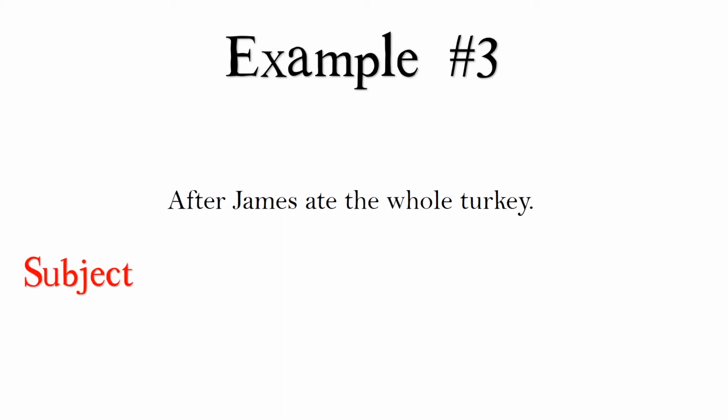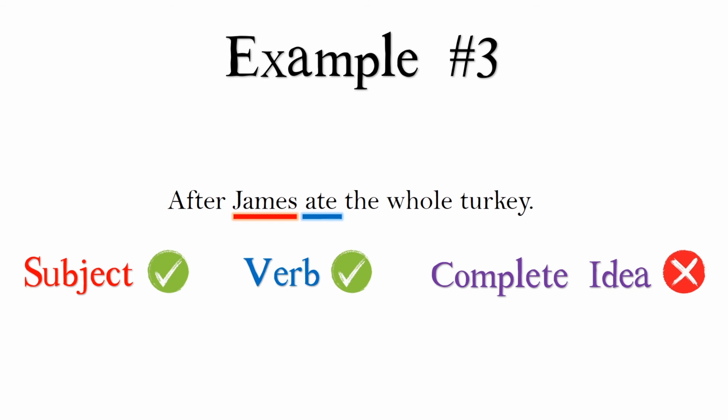Here's a third example. After James ate the whole turkey. What's the subject here? It could be James. What about the verb? Ate. But is there the sense of a complete idea? There isn't. What happened after James ate the whole turkey? We're left in suspense.